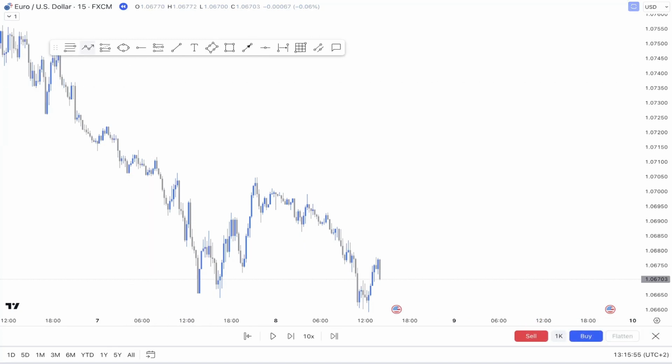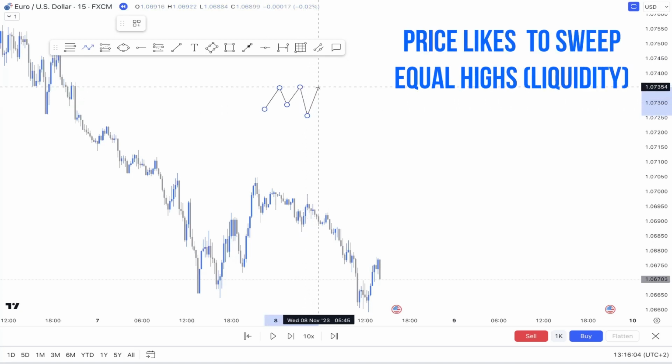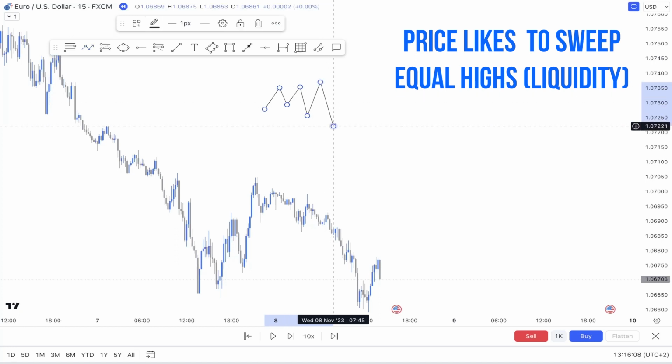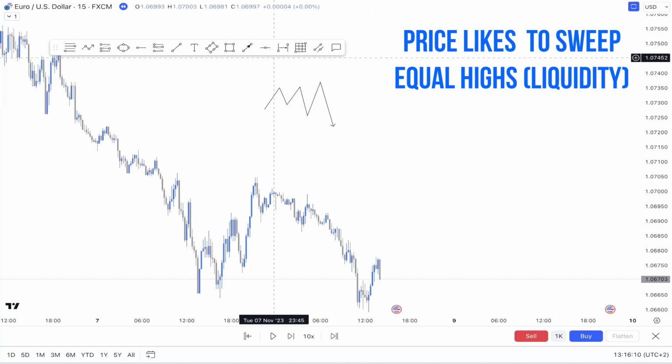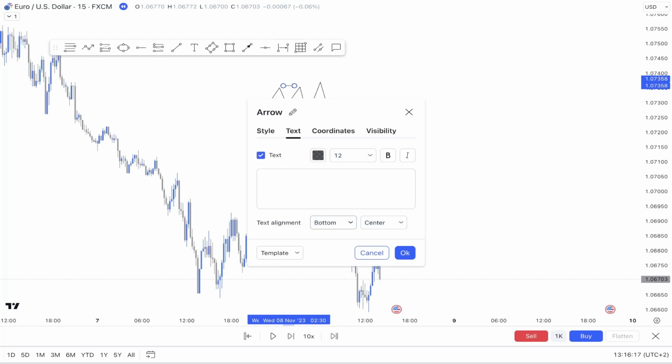I wasn't understanding equal highs and equal lows. I didn't understand that there's liquidity sitting above them, and that price usually likes to grab that liquidity, to sweep it before heading lower. I didn't understand that there was liquidity sitting right above these 2 highs here. This is something that took me a while to understand.